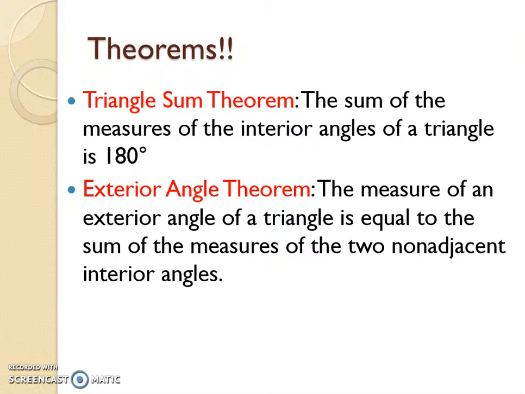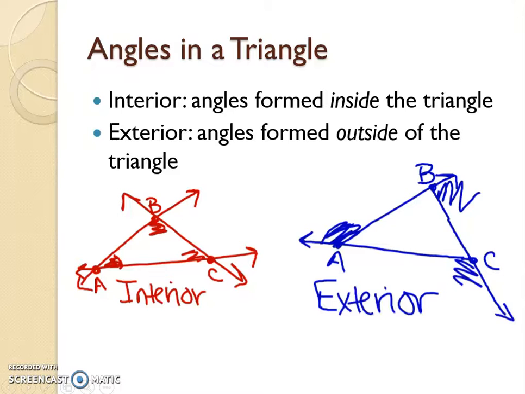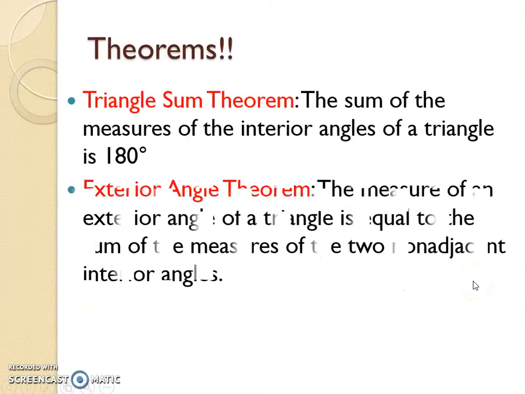So the triangle sum theorem is when you add all three angles, it's 180. The exterior means outside angle. So something like this. These are the exterior angles right here. The measure of an exterior angle of a triangle is equal to the sum of the measures of two non-adjacent interior angles.